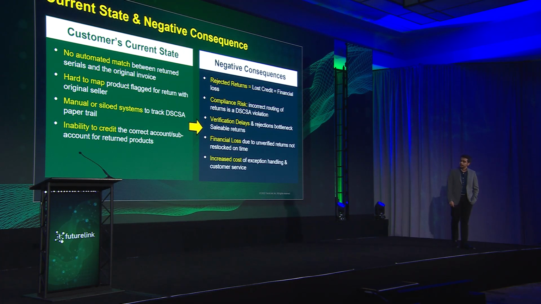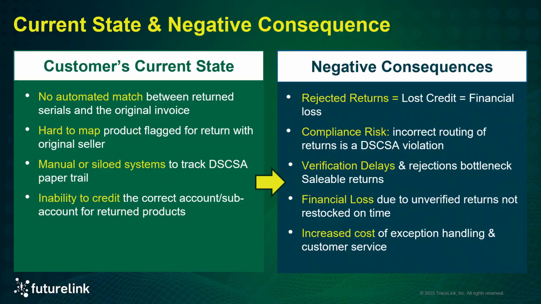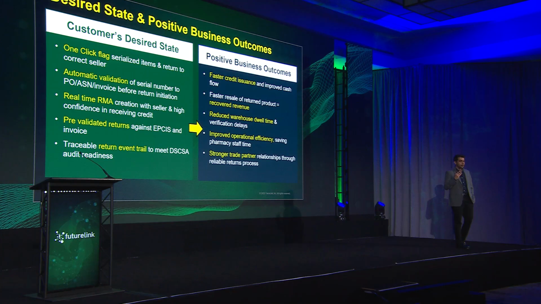Quick look at the consequences of this. Rejected returns result in lost credit, and that's a financial loss. We spoke about the compliance risk, and overall there's an increased cost in manually managing this through staff hours. Where do we want to go? We want to go with automation, upfront validation, reduced staff time, and increased operational efficiency, fostering stronger relationships between the trade partners.